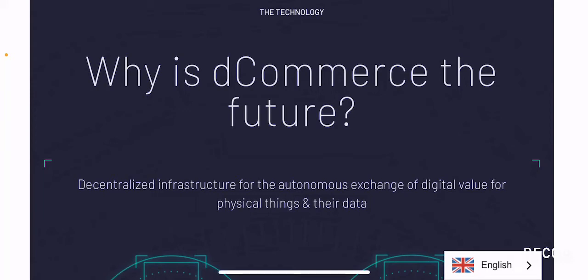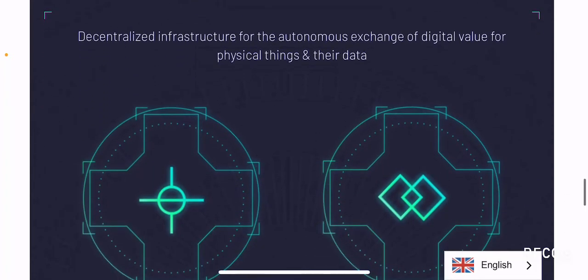But since the founders or the advisors of this project are very much open, and you can literally see through their social media accounts, that will probably help people to bring some confidence in their minds before they invest in this project, right? So why is eCommerce the future? Decentralized infrastructure for the autonomous exchange of digital value for physical things and their data.